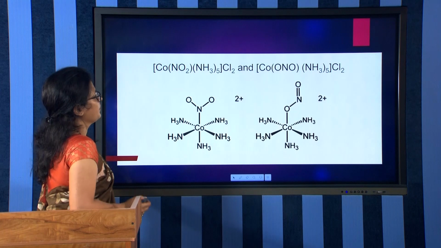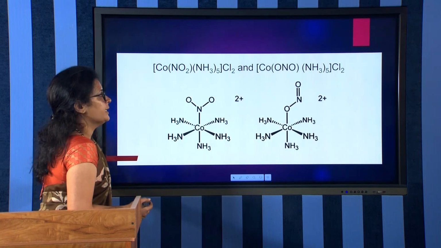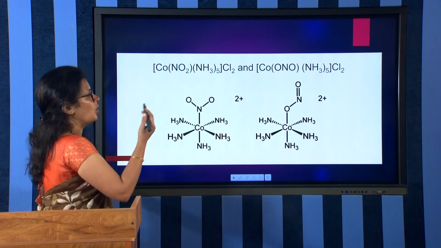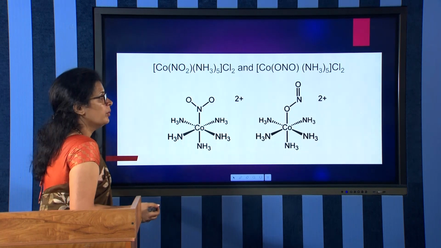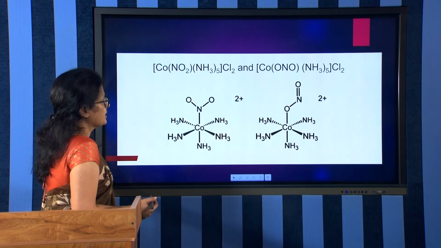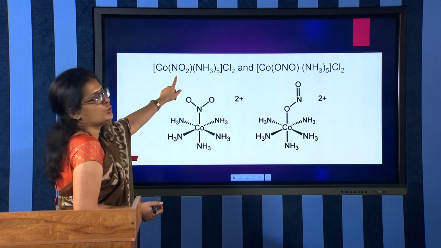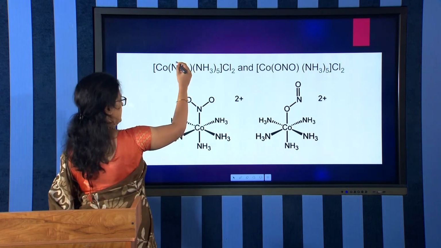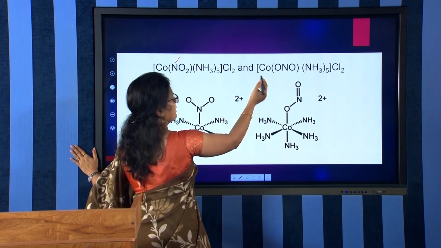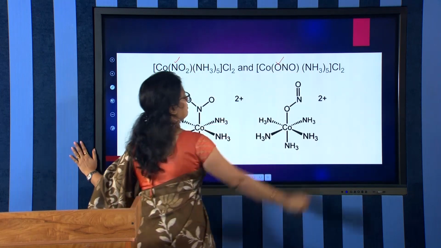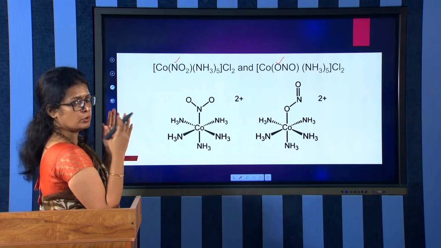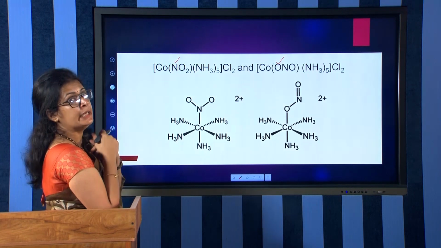Here is an example, [Co(NO2)(NH3)5]Cl2. This is an example of a coordination compound, and another coordination compound is [Co(ONO)(NH3)5]Cl2. What is the difference in these two complexes? In the first case, it is NO2, so which is the donor atom? It is nitrogen. In the second example, it is the oxygen atom. That is the only difference. All else is the same in both coordination compounds. So, these are linkage isomers.